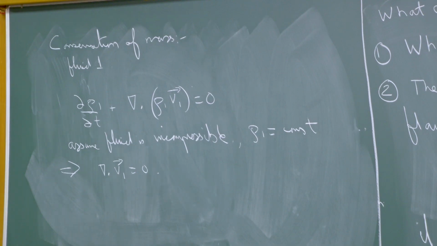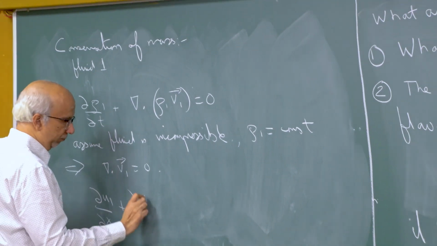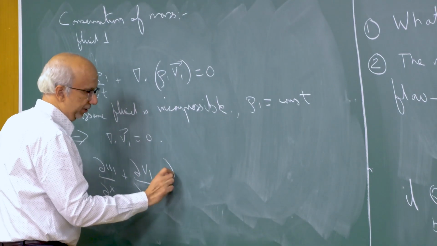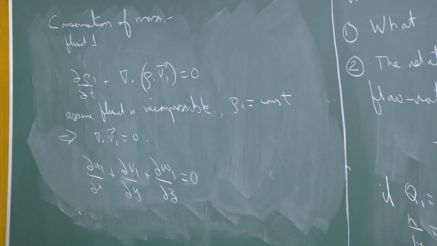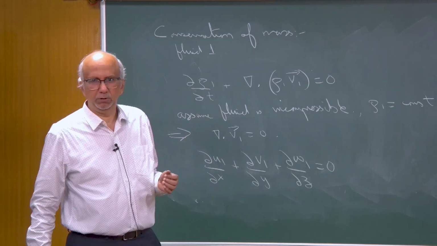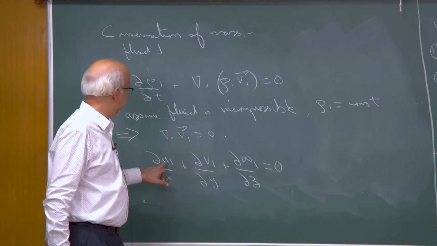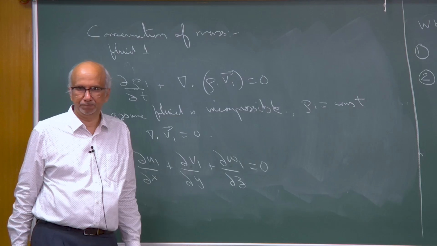And I am going to now write this divergence in its full form, which will be du1 by dx plus dv1 by dy plus dw1 by dz equal to 0. That is your divergence for the vector. Now, u1, v1, w1 are the velocity components, without the arrow. If I put the arrow, it is a vector. So, this is the vector, this is the x component of velocity, the y component of velocity, the z component of velocity.